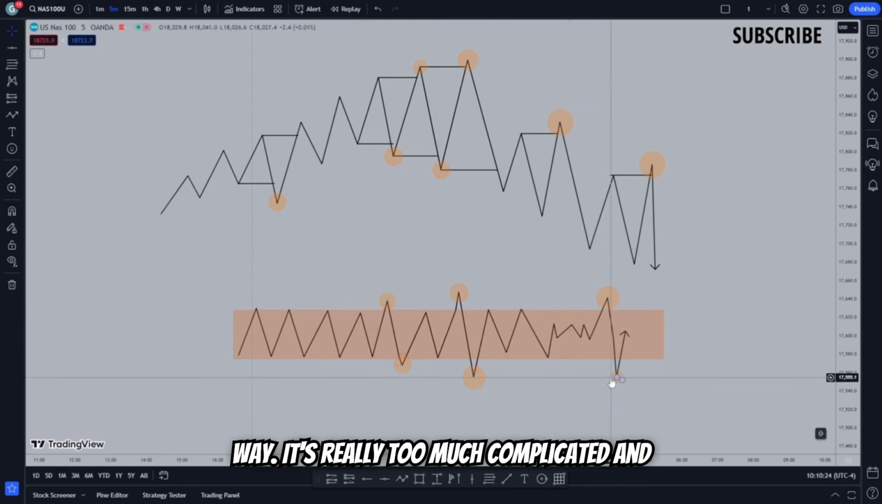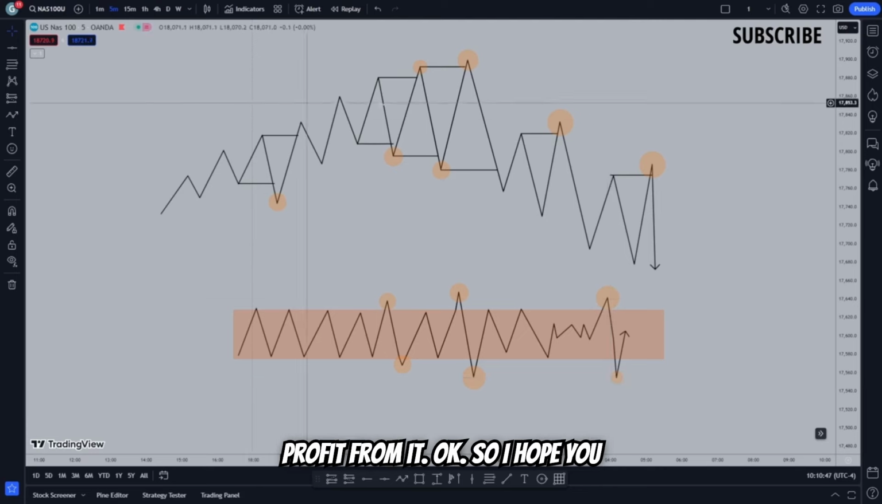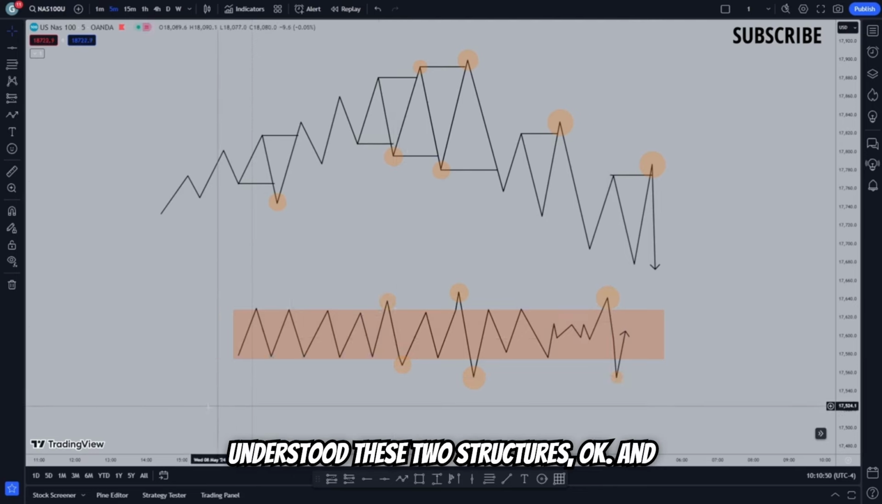It's really too complicated, and you have to look at it the way the institutionals see it. They don't care about what you are doing on the charts. They only care about liquidity. And if you can anticipate where the liquidity can be, liquidity meaning stop losses, then you can make a lot of profit from it. Okay, so I hope you understood these two structures. And you should follow these two structures only.